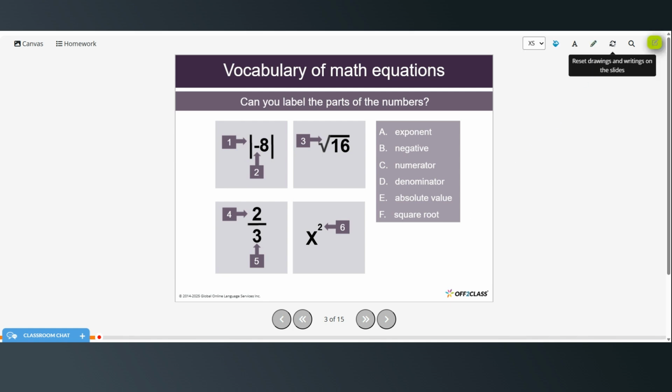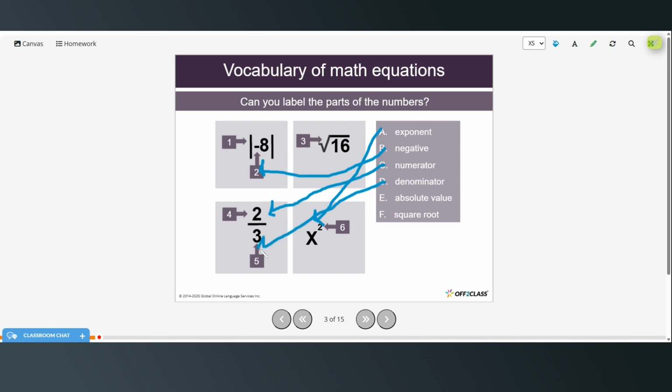Alright, so the exponent is number 6. Item 6 is the exponent. B goes with number 2, the negative. C goes with number 4, that is the numerator. D, denominator, goes with number 5. E is number 1, the absolute value. And F is number 3, the square root.